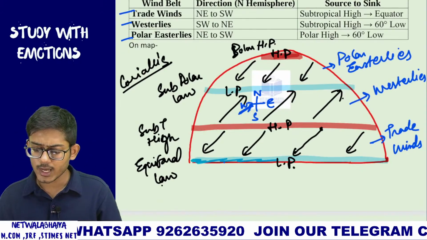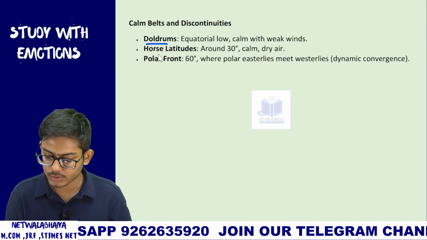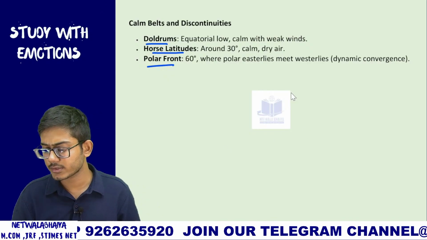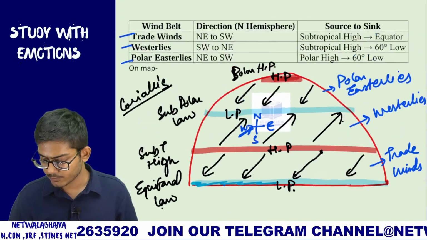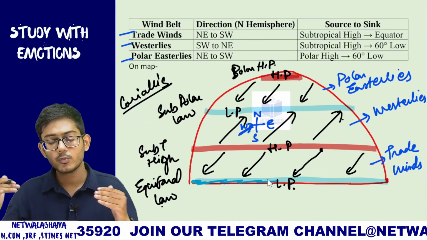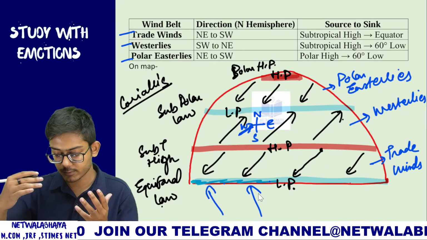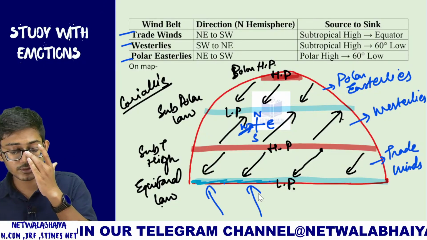And there are a few associated terms along with that, for example, doldrums, the horse latitudes, and the polar front. Because in the equatorial areas, in this part, the winds from this side, winds will come from here, and from this side, from the southern hemisphere too, and see they are taking a left turn in the southern hemisphere, isn't it? They are taking a left turn in the southern hemisphere.